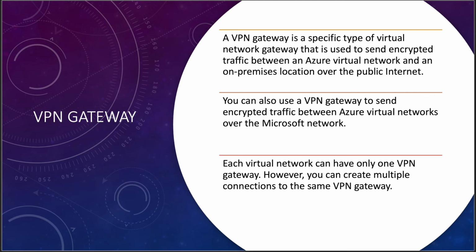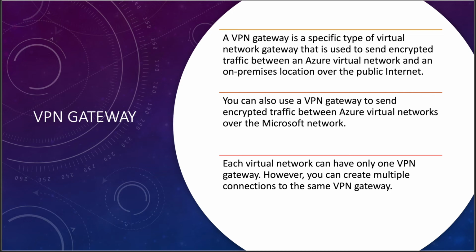The VPN gateway, though, is a special type of network gateway that's used to send encrypted traffic between the Azure virtual network and your on-premise location over the public internet. So basically a virtual private network, right? And that's just basically a way to connect your data center to Azure. It's also a great way of connecting remote workers to Azure and all the other things that you would want to do depending on how you want to set this up.